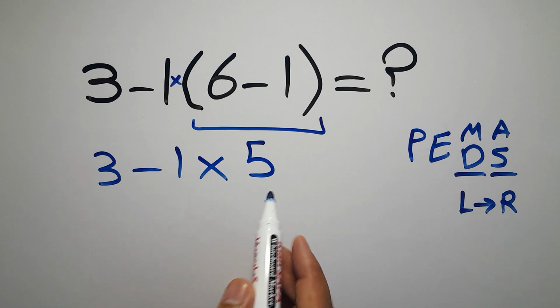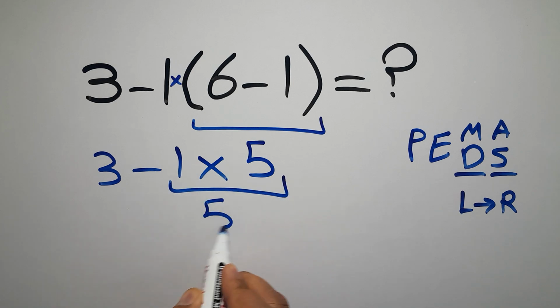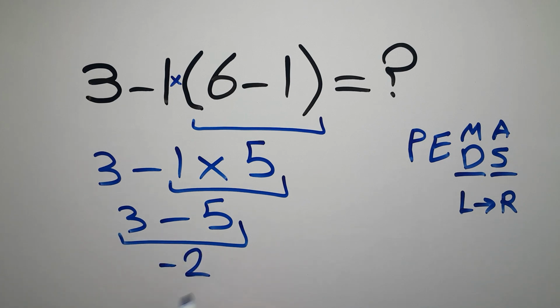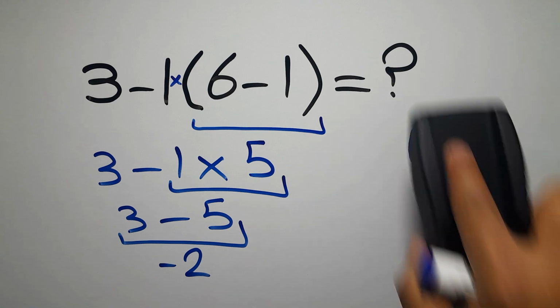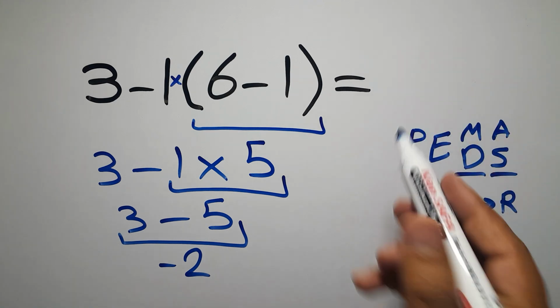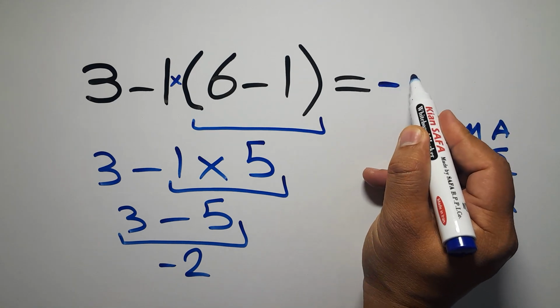Okay, 1 times 5 gives us 5. And 3 minus 5 is equal to negative 2. And this is our final answer to this problem. The correct answer is negative 2.